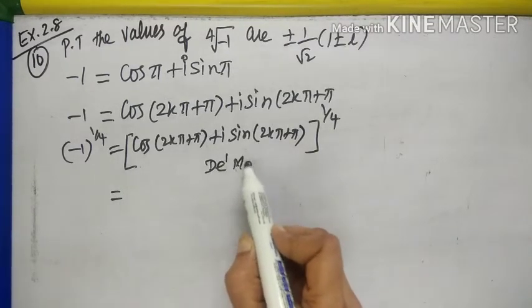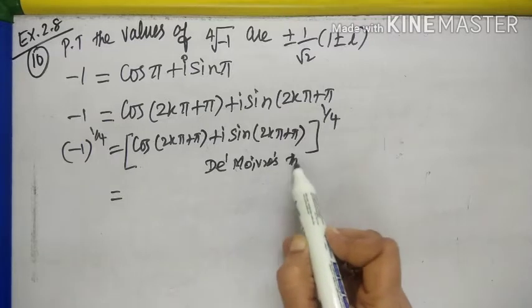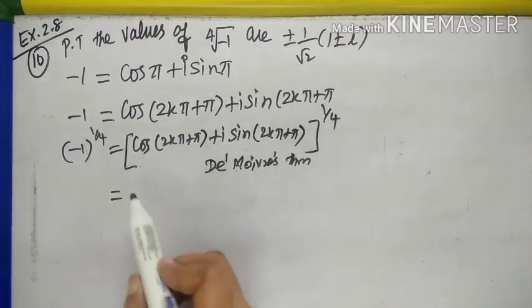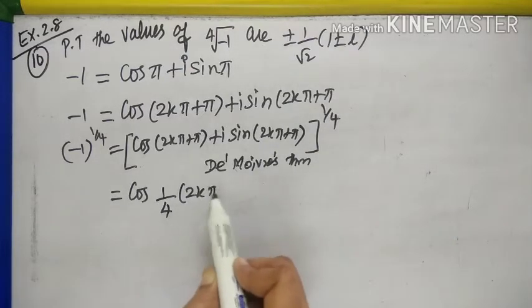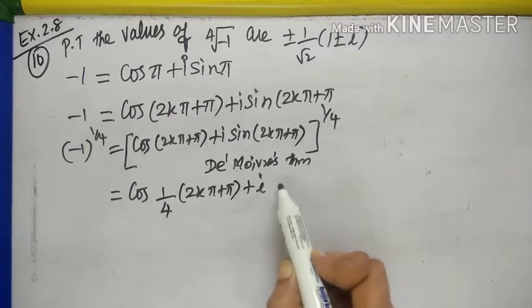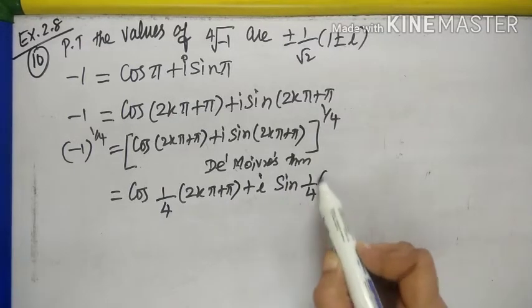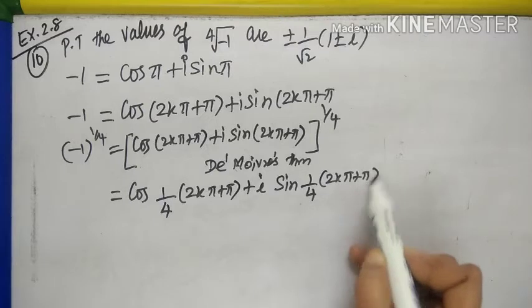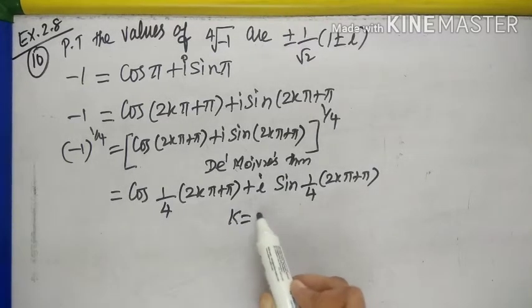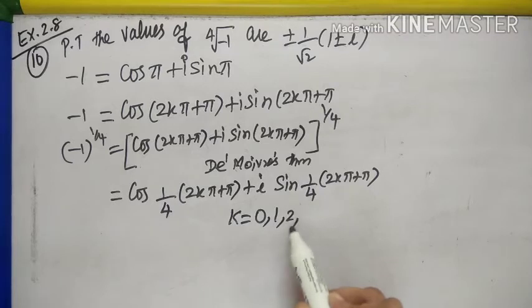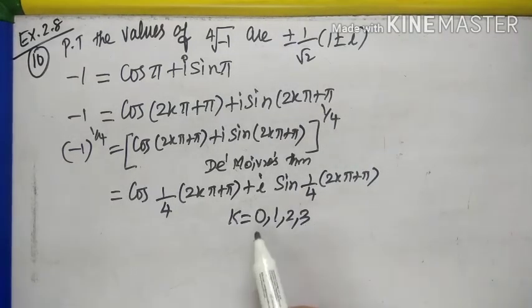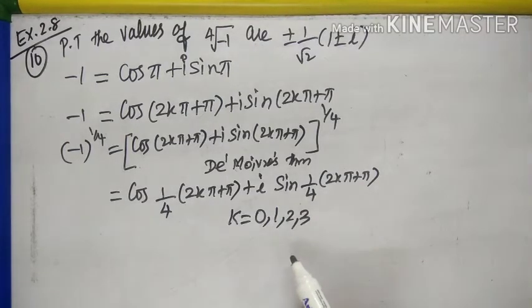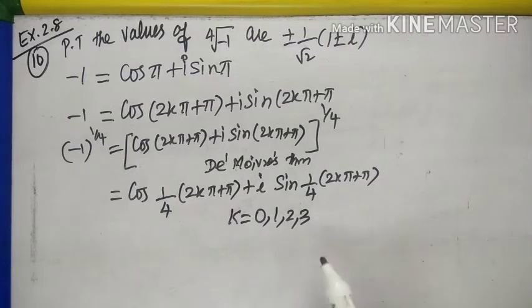Applying de Moivre's theorem. What does the theorem say? Bring the power near the argument. So cos 1 by 4 of 2k pi plus pi plus I sin 1 by 4 of 2k pi plus pi. Wherever k is coming, the values will be 0, 1, 2, 3. Denominator 4, stop with the previous number. So I must write 4 roots. 0, 1, 2, 3.